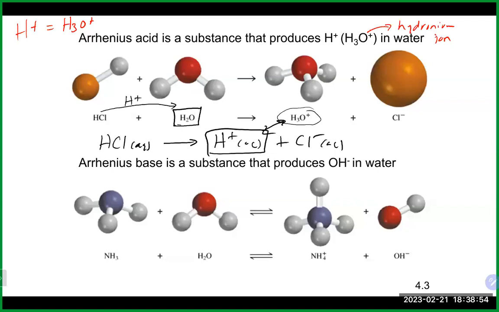The definition of a base is something that has the ability to produce hydroxide in water or solution. So for example, here, NH3 will actually take an H plus from the water. The result of that is it will actually generate OH minus, which is why it's a base. NH3 is actually a weak base.